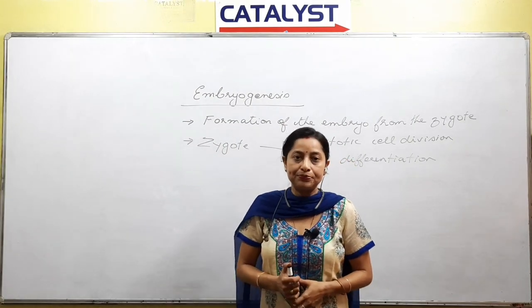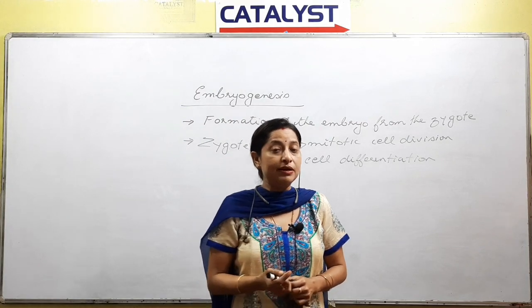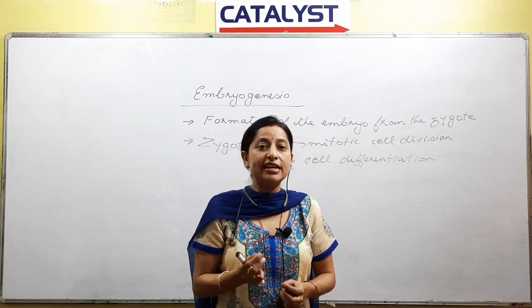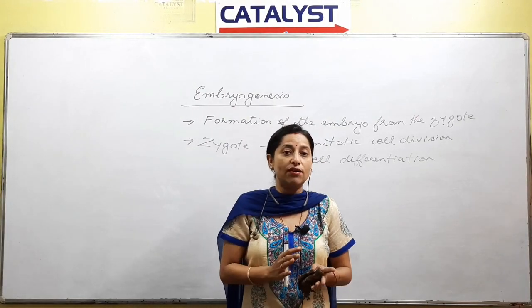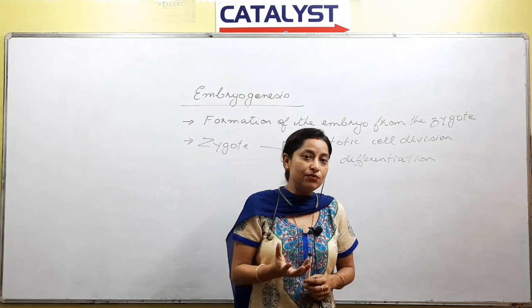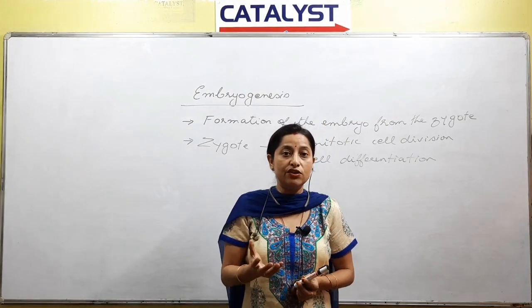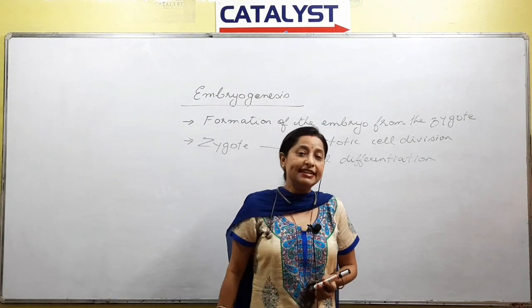What is differentiation? A proper definition is something that you don't need to remember. Differentiation is when, from that group of cells, specialized tissues or specialized organs form. That process is called differentiation. Or in other words, if that group of cells becomes mature to do a specific function, that is what is called differentiation.